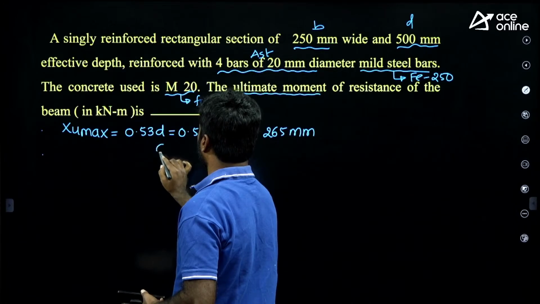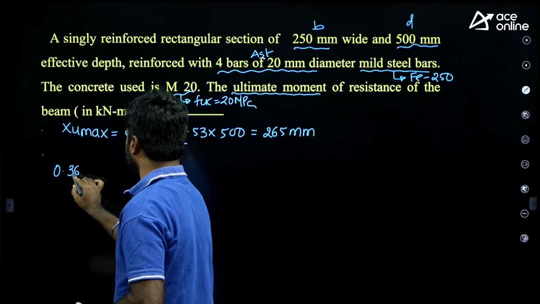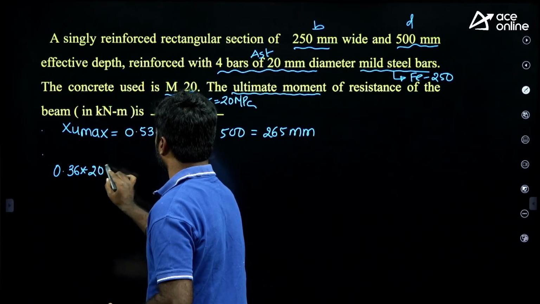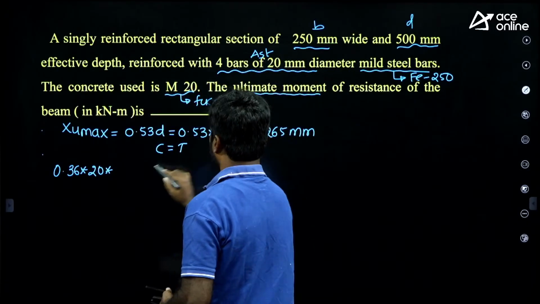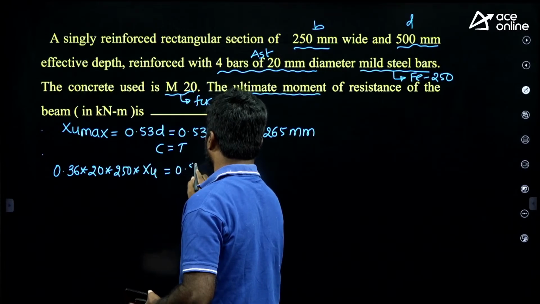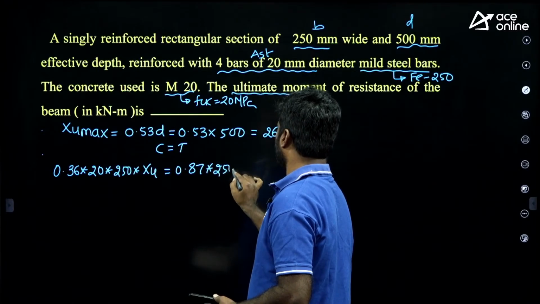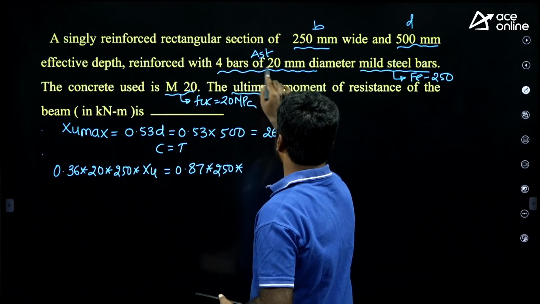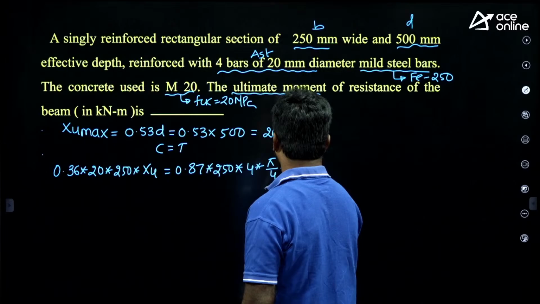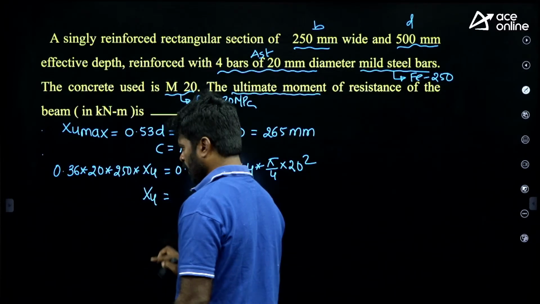Then actual depth of neutral axis required, just equate compressive force to tensile force, that is 0.36 fck, I will write down directly here, fck is 20, b is 250, into Xu equal to 0.87 fy, grade of steel Fe250, so fy is equal to 250, Ast, it is 4 bars of 20 mm dia, 4 into pi by 4 into 20 square. What is the value of Xu you are getting? May I know this Xu?